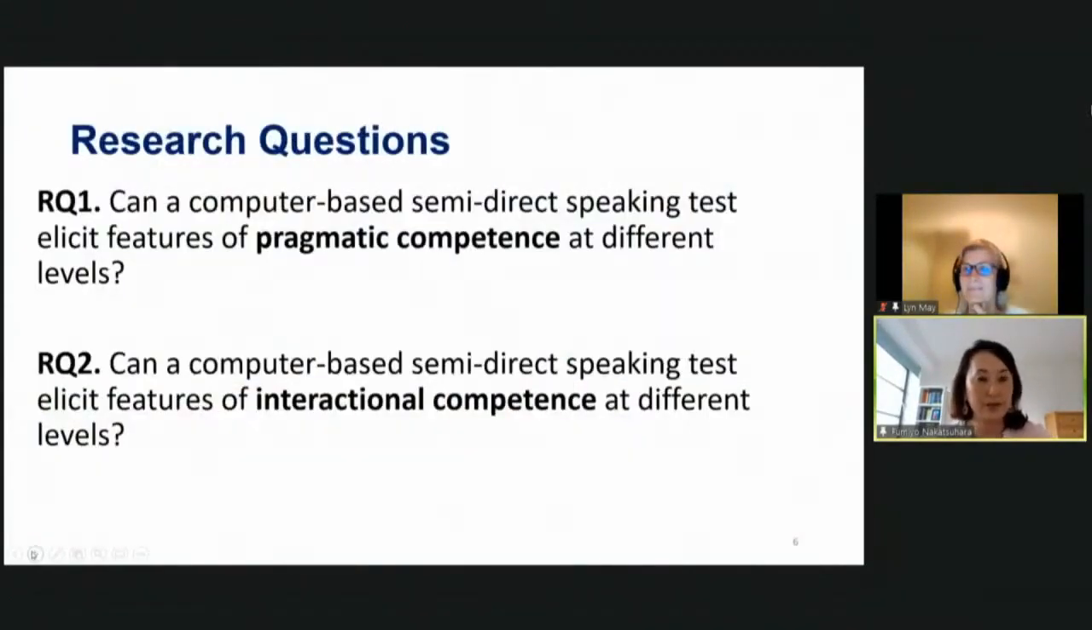Here are our research questions. Number 1, can a computer-based semi-direct speaking test elicit features of pragmatic competence at different levels? Number 2, can a computer-based semi-direct speaking test elicit features of interactional competence at different levels?